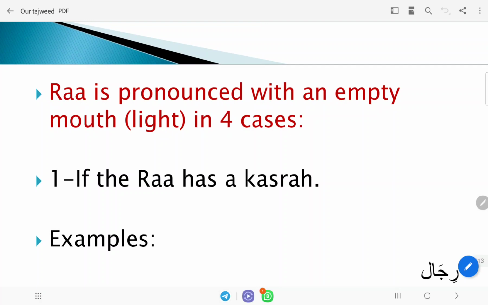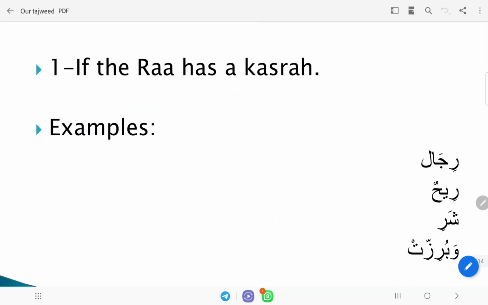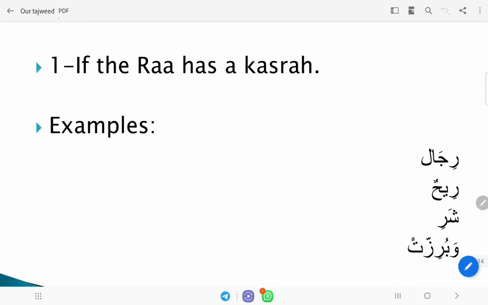Let's take the rule of ra when the ra is light. Also the ra has 4 cases to read it light ra. The first case is if the ra has a kasra. For example, رجال, here the ra has kasra, رجال.